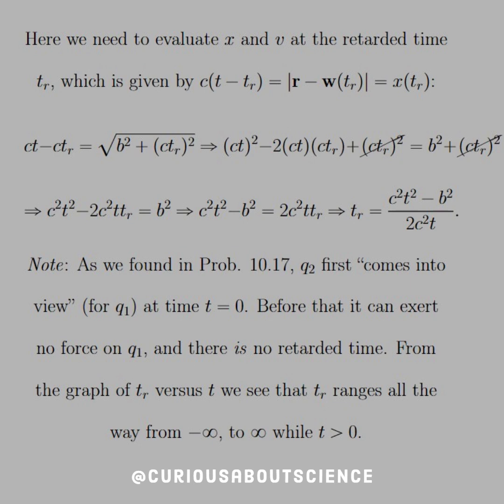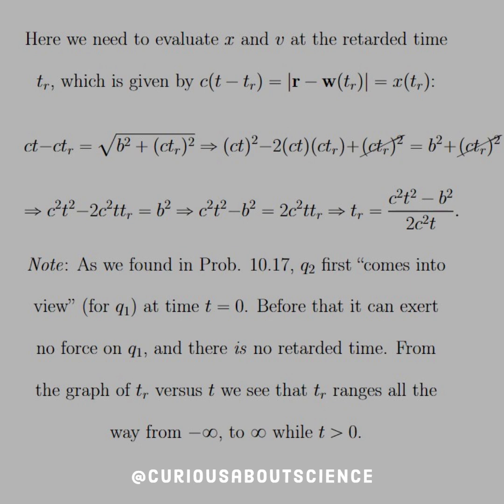Set everything open, distribute as much as you can, cancel what you can, solve everything for tr. Here we get tr is equal to (c squared t squared minus b squared) over 2c squared t. Note, as we found in problem 10.7, Q2 comes into view for Q1 at time t equals 0. Before that, it can exert no force on Q1. So there is no retarded time, okay? Because it's only at t equals 0, so we can't divide by 0, so be aware of that.